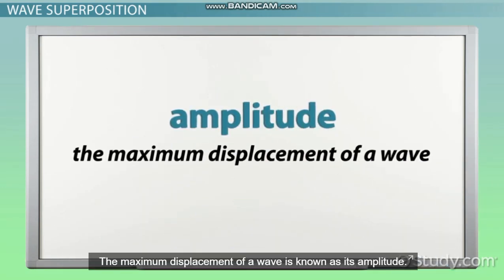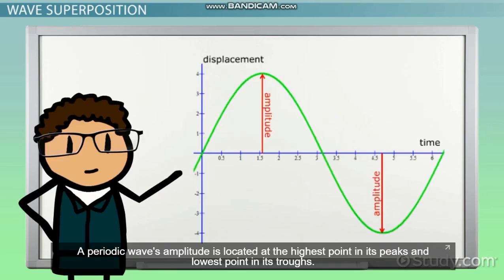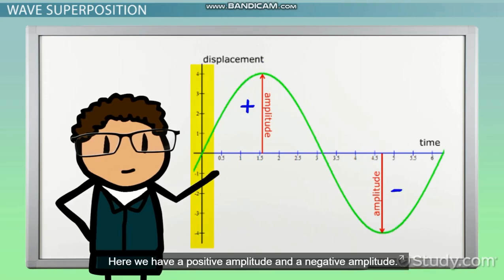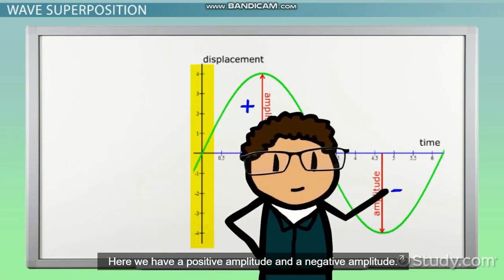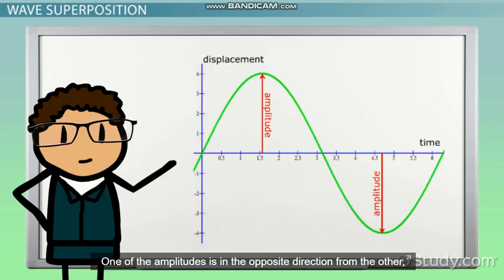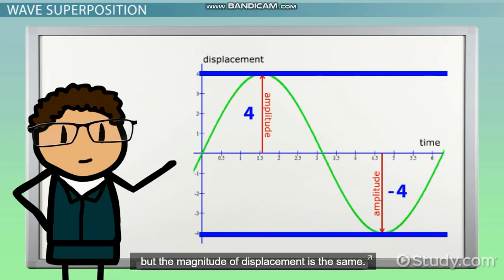The maximum displacement of a wave is known as its amplitude. A periodic wave's amplitude is located at the highest point in its peaks and lowest point in its troughs. Here, we have a positive amplitude and a negative amplitude. In this case, the negative sign is there to show the direction of displacement. One of the amplitudes is in the opposite direction from the other, but the magnitude of displacement is the same.